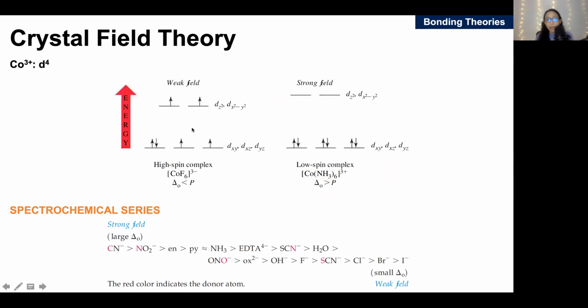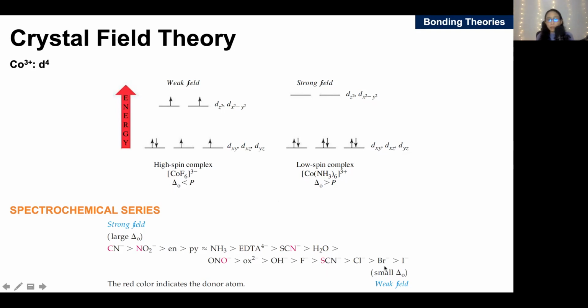So let's try with the cobalt metal ion. So we have a high spin complex because the ligand is fluoride, and we have a low spin complex, in which the ligands are ammonia. So again, ammonia is found on the strong field side of your spectrochemical series. Hence, it gives a large crystal field splitting value. So the electrons prefer to be paired rather than to be placed in a higher energy level.